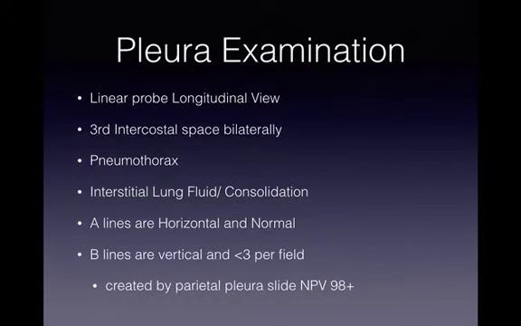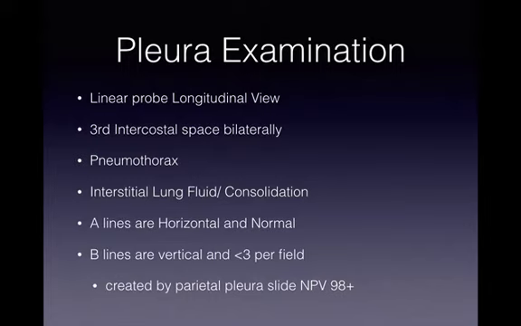For the pleural examination, I like to switch to the linear probe. Some people do use the phased array probe, but we're going to use the linear probe in a long view on the chest wall. We'll start at the third intercostal space bilaterally, and we're going to look for pneumothorax, interstitial lung fluid, or consolidation. And we're going to look at different lines in the lung.